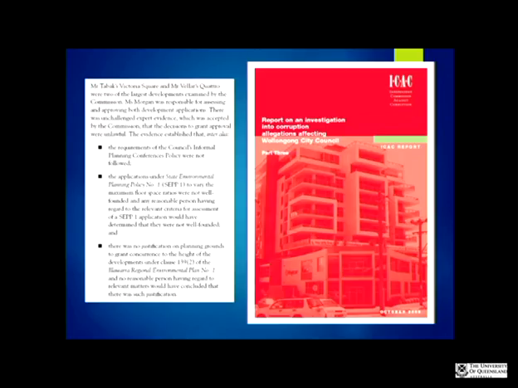The evidence established that the requirements of the Council's informal planning conferences policy were not followed, that the applications under the State Environmental Planning Policy No. 1 to vary the maximum floor space ratios were not well founded, and any reasonable person having regard to the relevant criteria for assessment would have determined that they were not well founded. And there was no justification on planning grounds to grant concurrence to the height of the developments under the Illawarra Regional Environmental Plan, and no reasonable person having regard to relevant matters would have concluded that there was such justification.